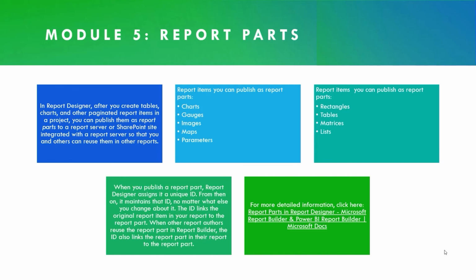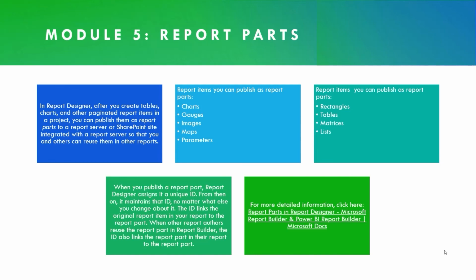The items that you can publish as report parts, as listed on the slides, you have charts, gauges, images, maps, parameters, rectangles, tables, matrices, and lists. We are going to publish our map as a report part.